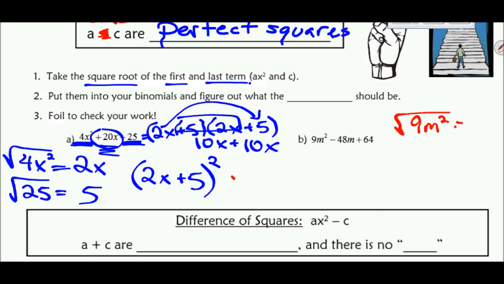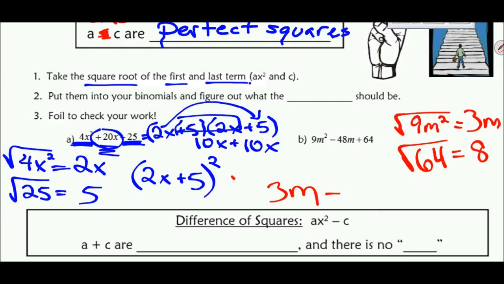What's the square root of 9m squared? What's the square root of 64? Those two are going to come together to make our factors, but I'm going to keep it as a negative sign. Why am I doing that? Why does that have to be a negative? Because you put the square there.